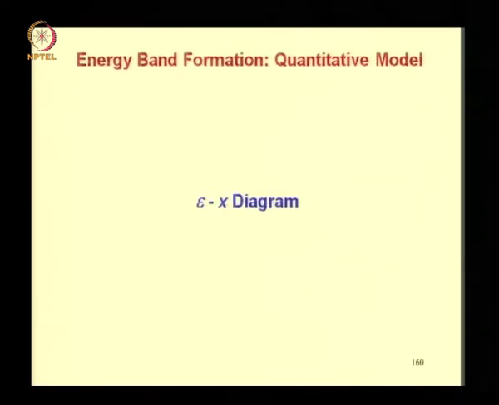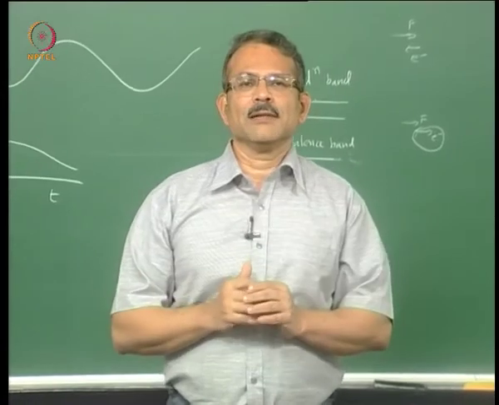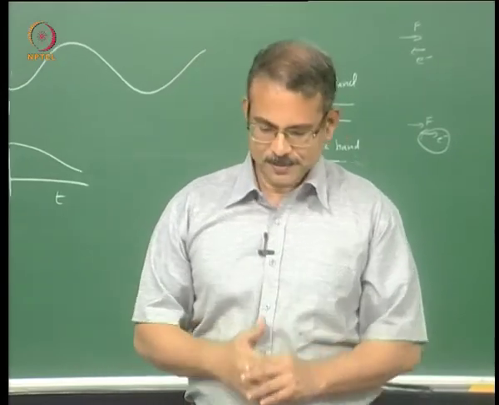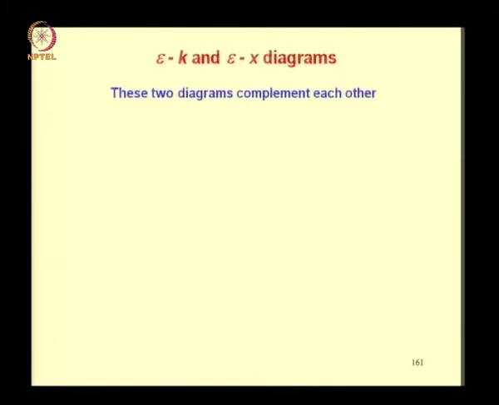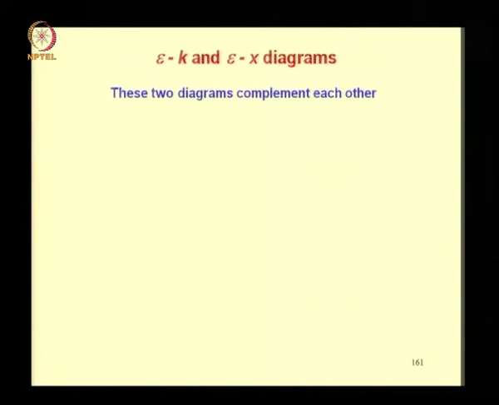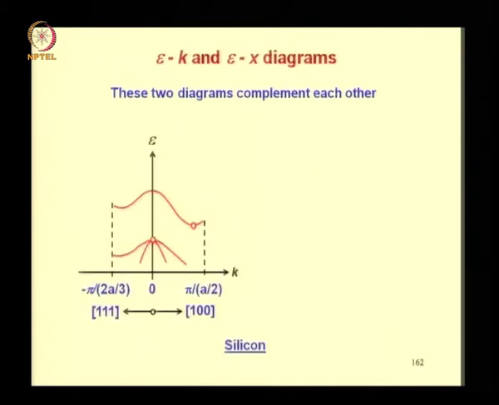We shall now move on to the quantitative model of the EX diagram, that is, the allowed energy levels as a function of distance. Now let us show how the EX diagram arises from the EK diagram. So let us put the two together because these two diagrams complement each other. For example, this is an EK diagram of silicon that we had shown in the previous lecture.